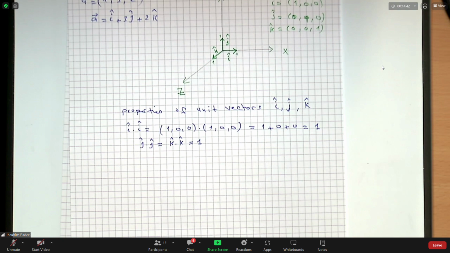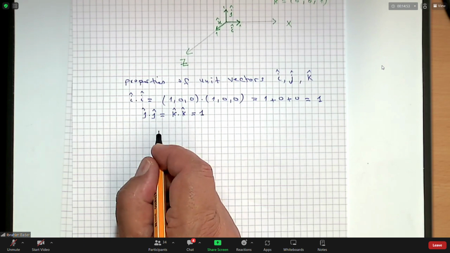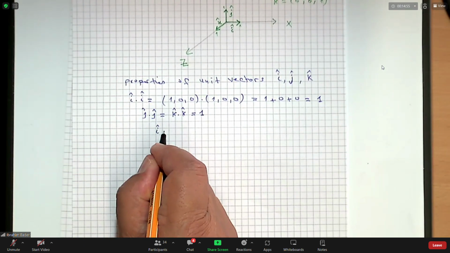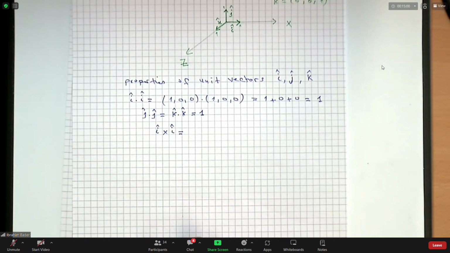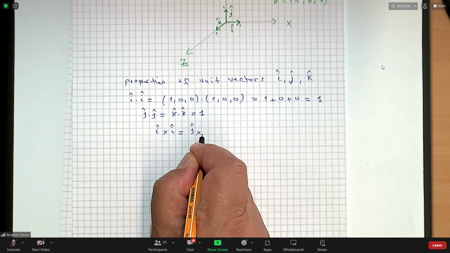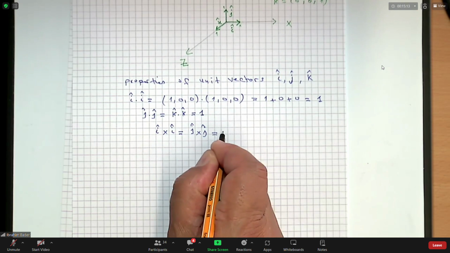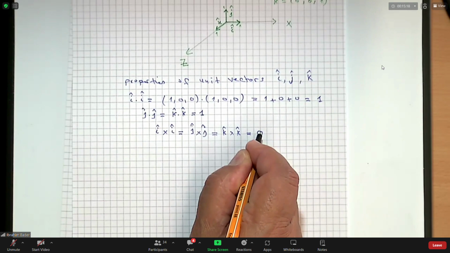However, the cross product I cross I, what do I get? What is the sine of 0? The sine of 0 is 0. So you get 0. The same applies to J cross J, and the same applies to K cross K. So it's 0.